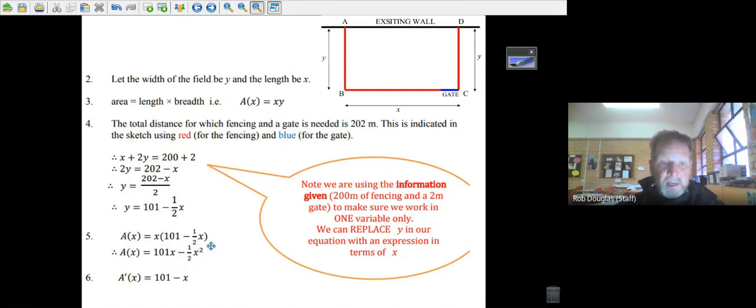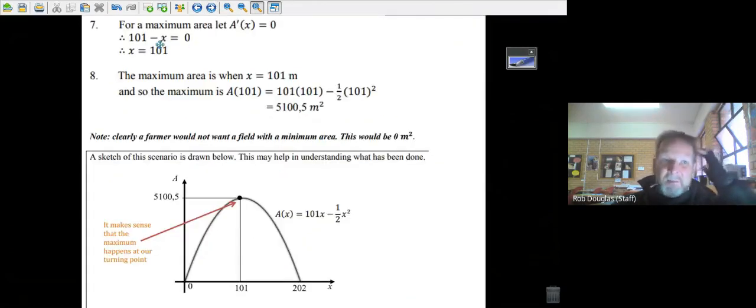So we go through, take the derivative. 2 times a half is negative 1. 101x, the derivative, that's just 101. There's the derivative. And we know to find a maximum, you let the derivative equal 0. So x equals 101 is the answer. We just go 101 minus x equals 0. So if x equals 101 meters, that's going to give us the maximum area.